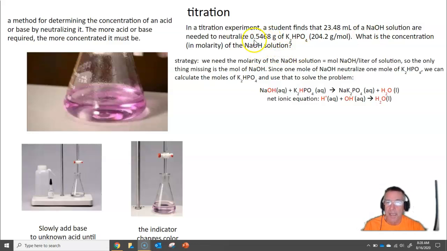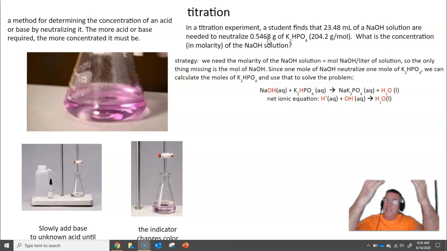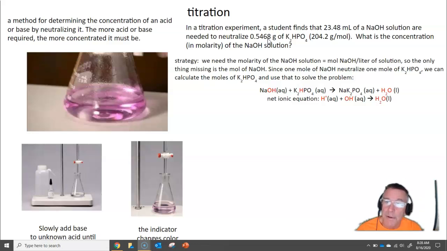We should be done. And we only have 0.5468 grams of KHP, but a whopping 204.2 grams is a mole. So we have 0.5468 divided by 204 moles. That's not many at all. That is the moles of KHP. That's also the moles of sodium hydroxide. That goes on top. It's the 0.02348 liters on the bottom. Bada bing, you've solved the problem.